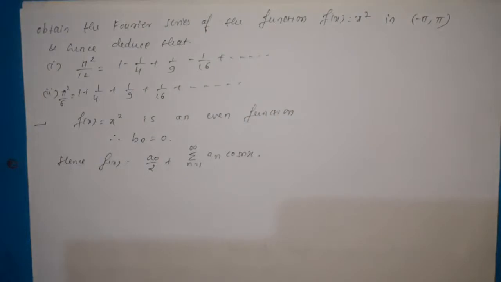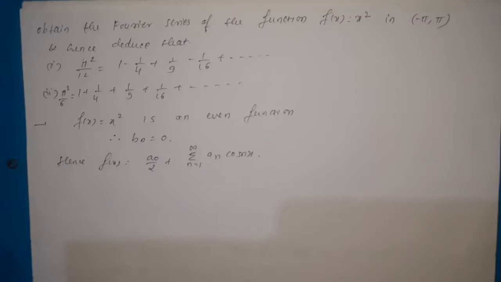The second example is obtain the Fourier series for the function f of x equal to x square in the interval minus pi to pi, and hence deduce that pi square by 12 equal to 1 minus 1 by 4 plus 1 by 9 minus 1 by 16 and so on up to infinity. And the second one is pi square by 6 is equal to 1 plus 1 by 4 plus 1 by 9 plus 1 by 16 and so on up to infinity.